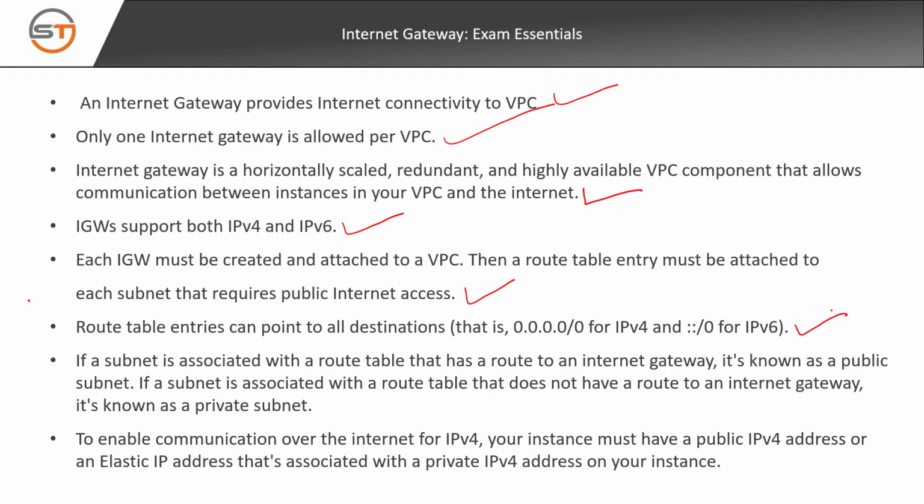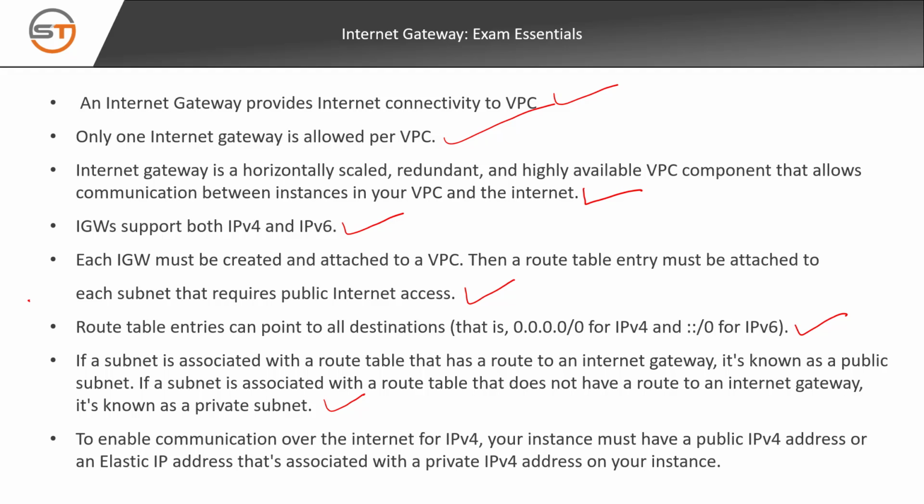Next is route table entries can point to all destinations. That is 0.0.0.0/0 for IPv4 and ::/0 for IPv6. Next is if a subnet is associated with a route table that has a route to an internet gateway, it's known as a public subnet. If a subnet is associated with a route table that does not have a route to the internet gateway, it's known as a private subnet.